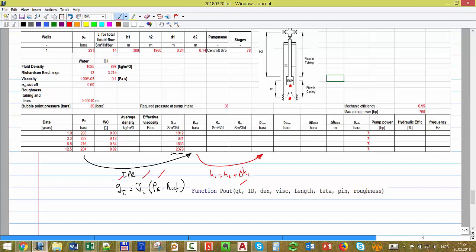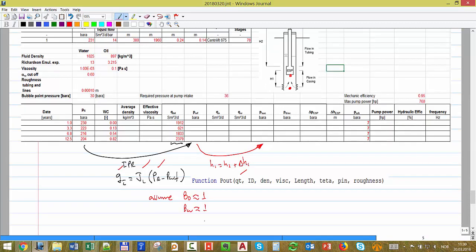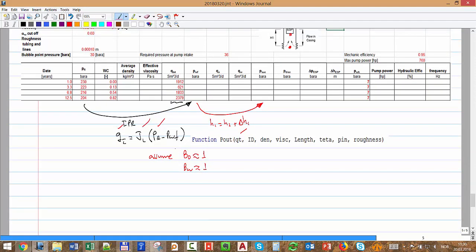But here we're going to make an assumption. To do it properly, we should do it step by step: discretize it and make it in steps. But we are going to assume that BO is very close to 1, and also B water is very close to 1. That's one assumption we're going to make just to make our life easy. In another exercise you have later, you will have to change that assumption and actually make the calculation.